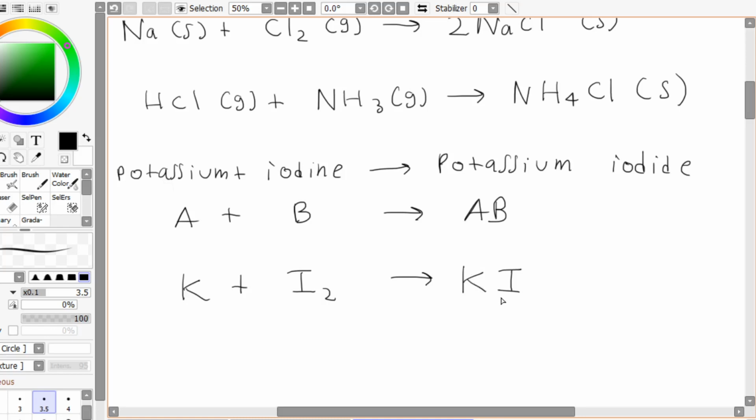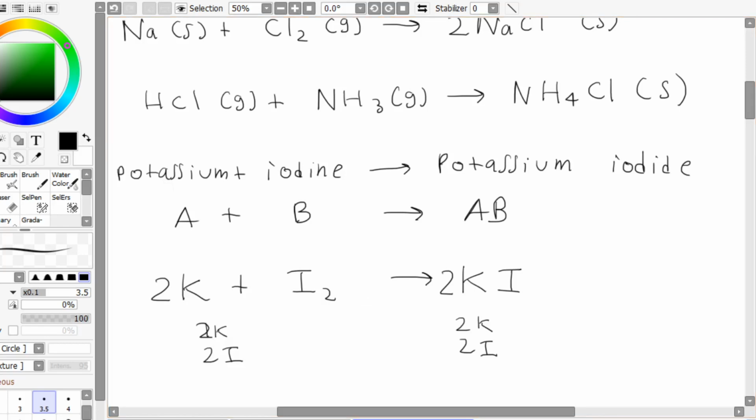So this is correct, but now we need to balance this equation because here we have two iodines, but here we only have one. So what we can do is put a 2 over here and then check. So now we have one potassium and 2 iodine. Here we have 2 potassium and 2 iodine because the 2 is on this whole compound. And so they don't balance yet because of the potassium, so we can just put a 2 over here, and that's going to make 2 potassiums.